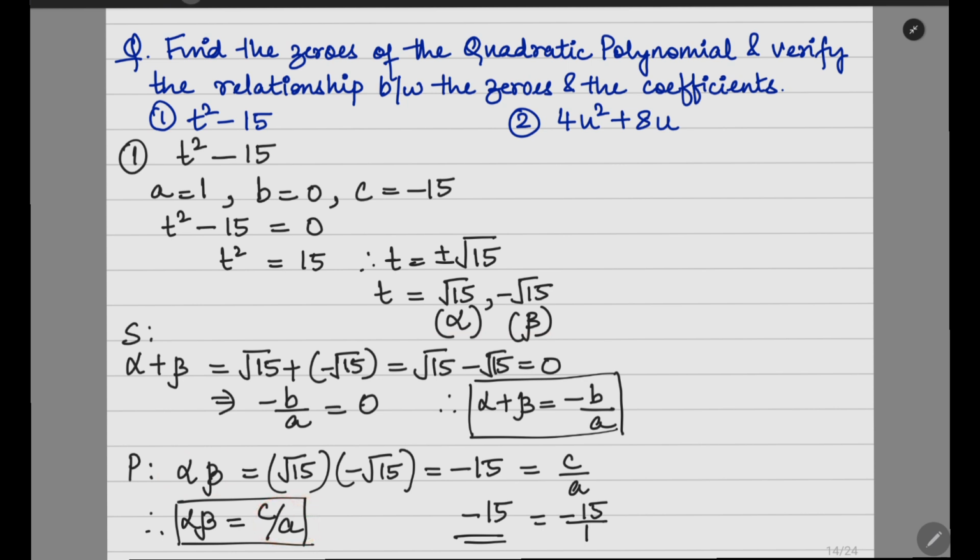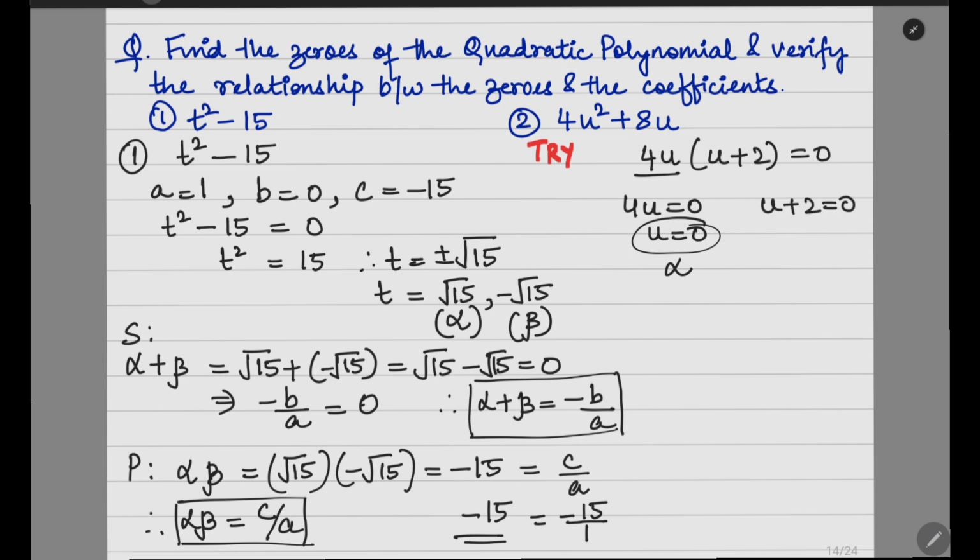Okay, so do try this yourself. It's the very same way. Initially you have to find the roots. So how will you find it? Take 4u common out. To find the zeros, take 4u common. Inside you will have u plus 2 equal to 0. So the first one is 4u equal to 0, or u equal to 0. This is alpha. And the second one is u plus 2 equal to 0, which means u equal to minus 2. This is nothing but beta.